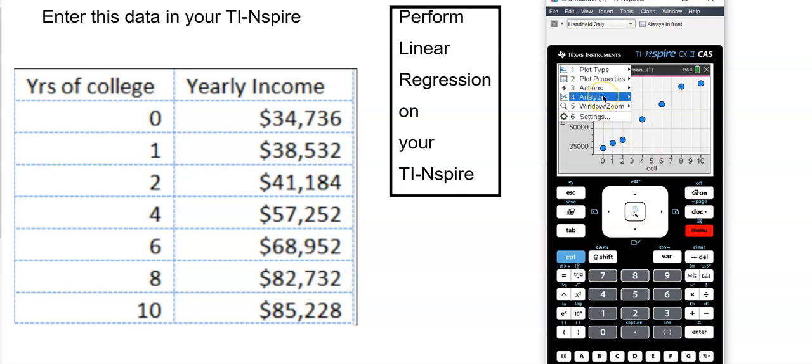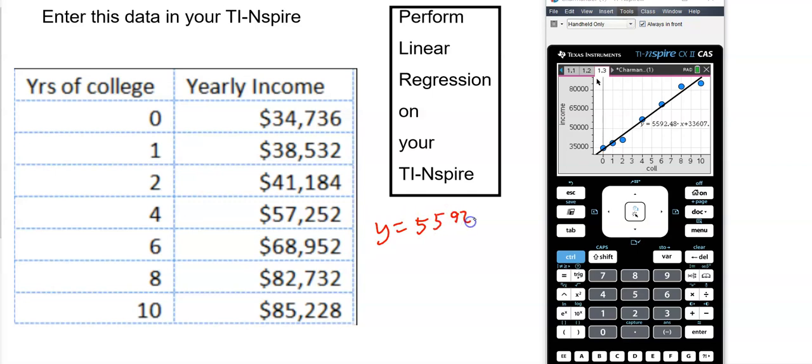So analyze and regression, and you want to do linear regression, and it does a regression for you. So it gives you the equation of this line. It's y equals 5592, I'm just going to round it off, plus 33607. And for our y value, that's our income, and our x value is our years of college. And we can use that to make predictions.